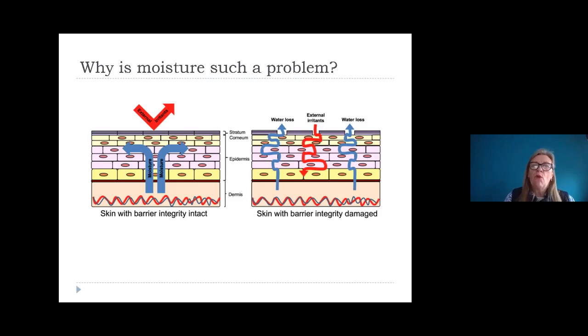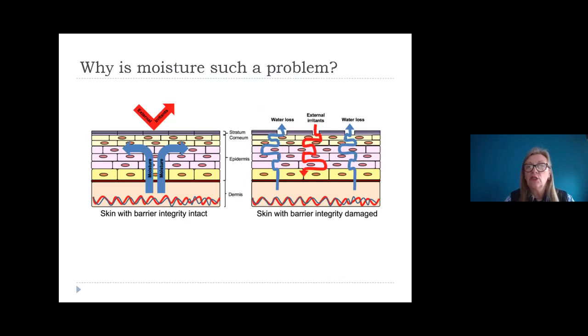So we need to think about why we're worried about moisture on the skin and what problems that causes. The main problem is that it impacts on the barrier function of the skin. The skin has lots of different functions. It protects us from ingress of things like bacteria and irritants. But once you start to have a problem of either under or over hydration, what you see is a compromised barrier of the skin and how that affects the whole body.